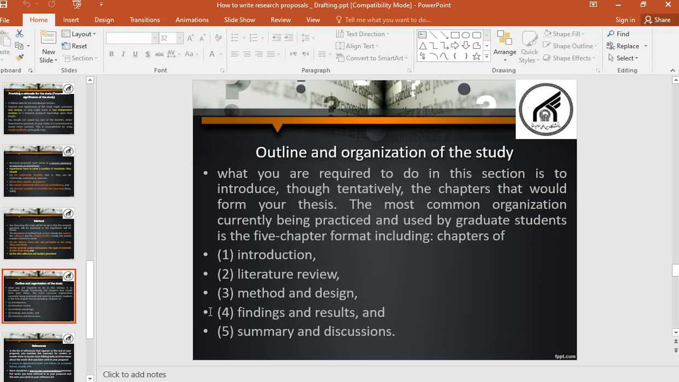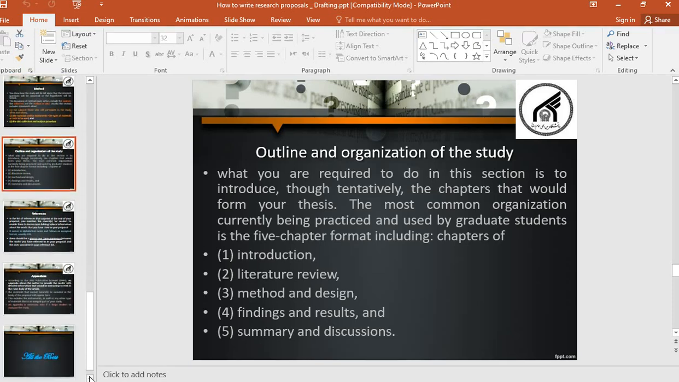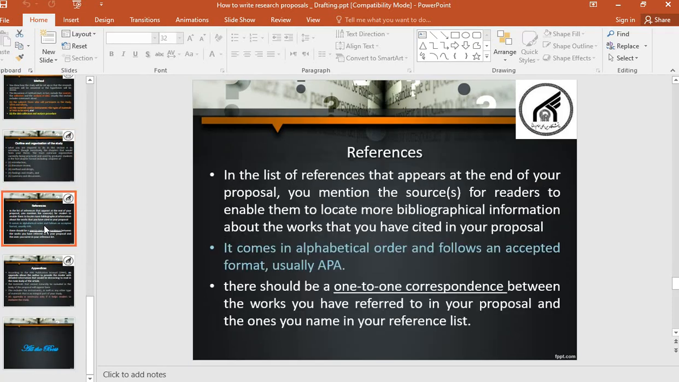And the actual study begins from this section, part 4, findings and results, and summary and discussions. Based on the thesis chapters, we call it results, and the 5th chapter would be called discussions, conclusions, and pedagogical implications. So these would form the 5 chapters of your study.